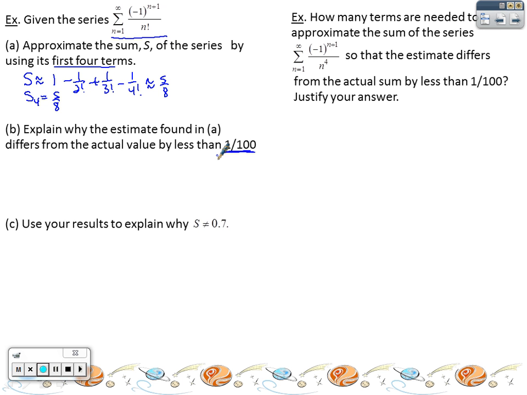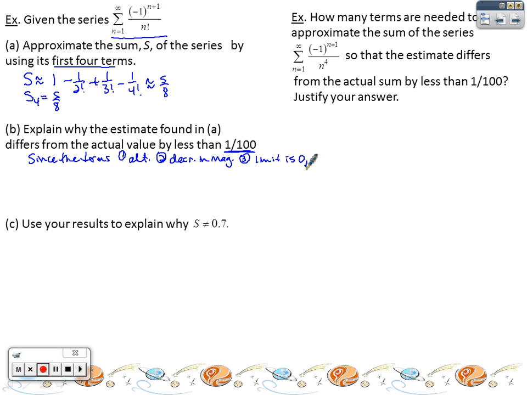And in order to use our remainder theorem, we have to show that this converges. Okay, so to converge, we would say since the terms, number 1, alternate, number 2, decrease in magnitude, and number 3, the limit is 0, then we can use the concept that we learned on the other page.